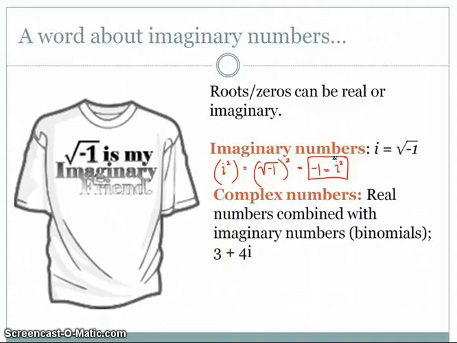Complex numbers are real numbers combined with imaginary numbers. So when I take a real number, like 3, and I add or subtract an imaginary number, like 4i, if I consider these two numbers together in a binomial, then this is a complex number. And we have to talk about complex numbers because, again, our roots or our zeros are often complex numbers.